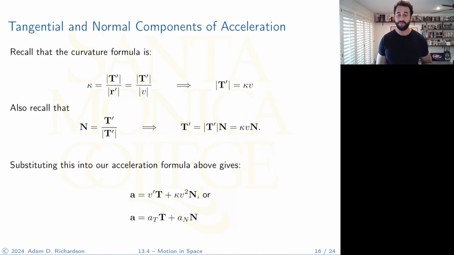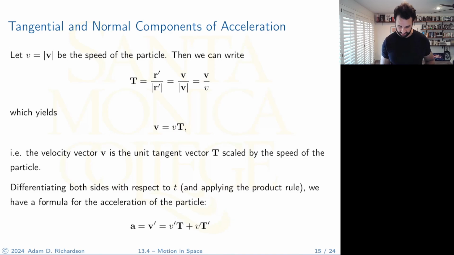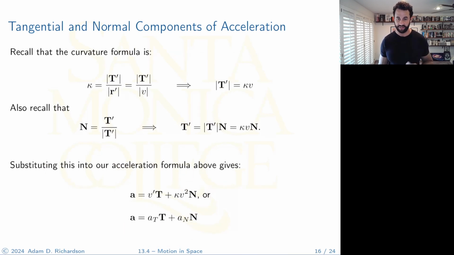All right. Now we're going to take these results and substitute them back into our previous formula. Let me just remind you, it's right here: v prime T plus v T prime. Now we substitute these values in and we get that acceleration is v prime T plus kv squared N. Or we're going to rewrite these like so: A sub T and A sub N, and those are our tangential and normal components.